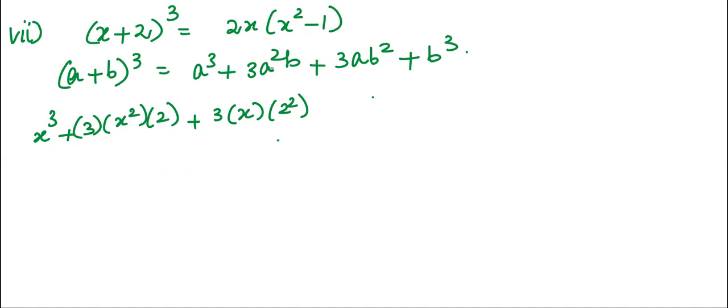See, a cube is done. 3a square b is done. 3a b square is also done. What about b cube? So b cube is nothing but 2 cube, which is equal to 2x into x square minus 1.